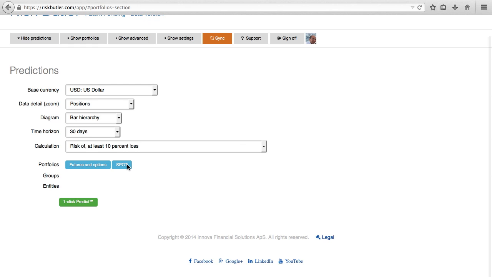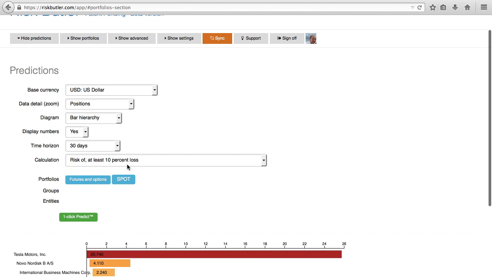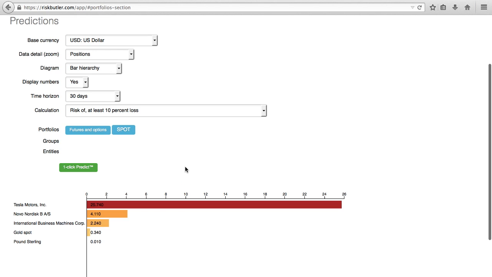So if we click on this spot portfolio here, the system calculates, and we get a bar hierarchy diagram which shows in this case, a risk of at least 10% loss, and the risk is measured in percentage. So in this case it says that there's a 25.74% chance or risk of at least 10% loss, and we can see that on the pound sterling it's a very, very meager risk of 10% loss in our time horizon, which is in this case 30 days.